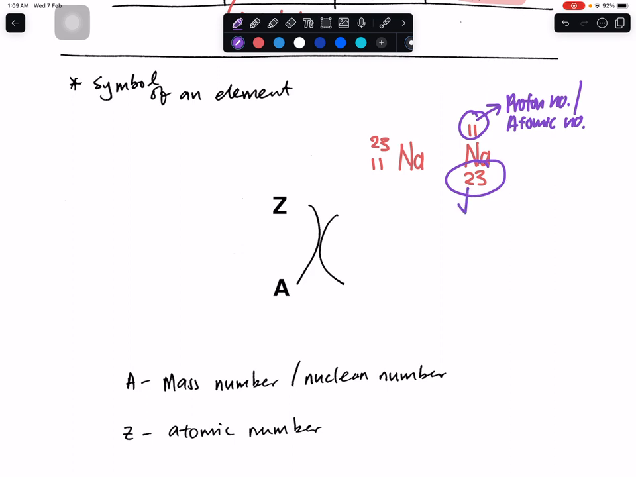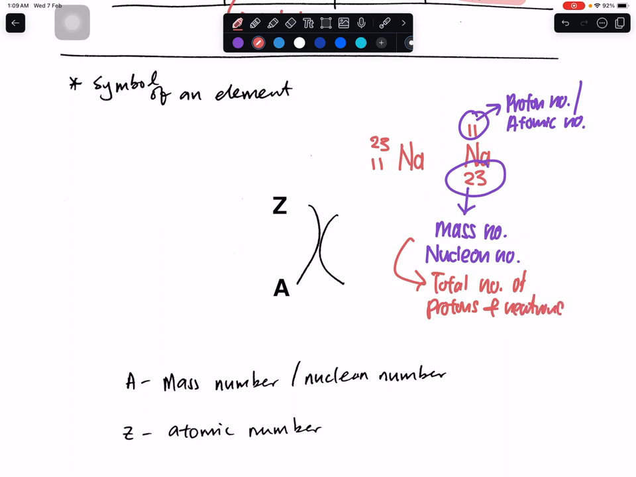On the other hand, the bigger number is sometimes called the mass number, or sometimes the nucleon number. What will this number tell us? It will be your total number of protons and neutrons. This is because your protons and neutrons contribute to the mass of the atom. This is just an example to show you how to read our symbols.